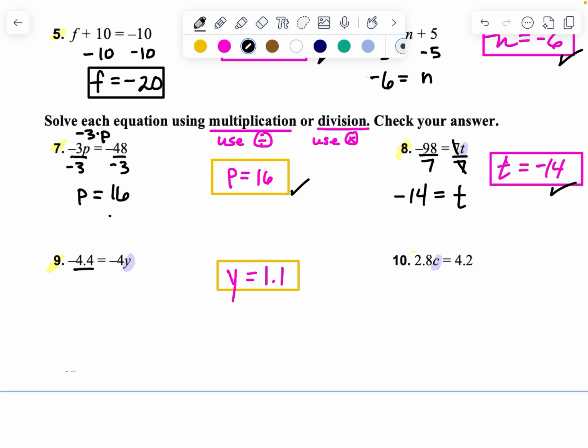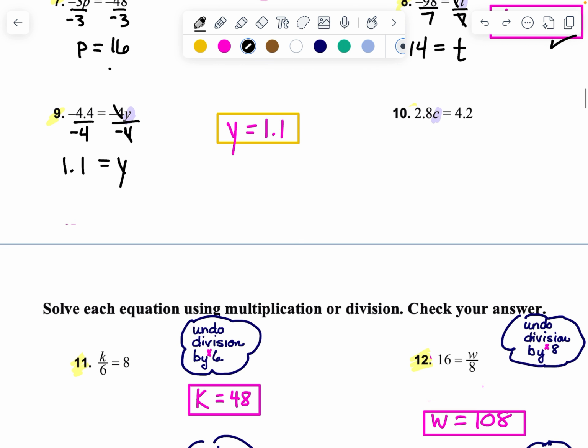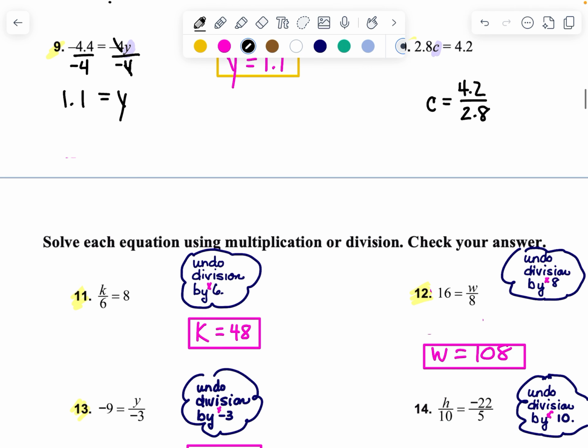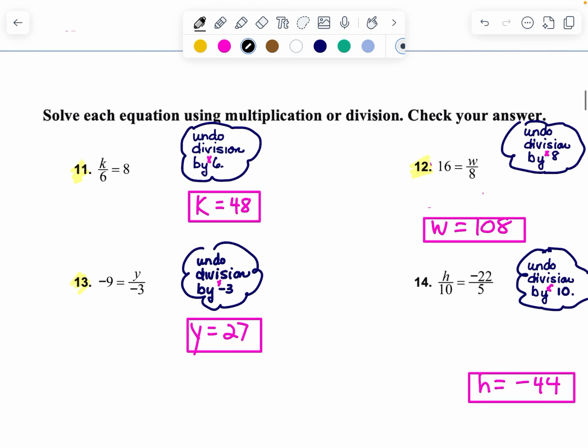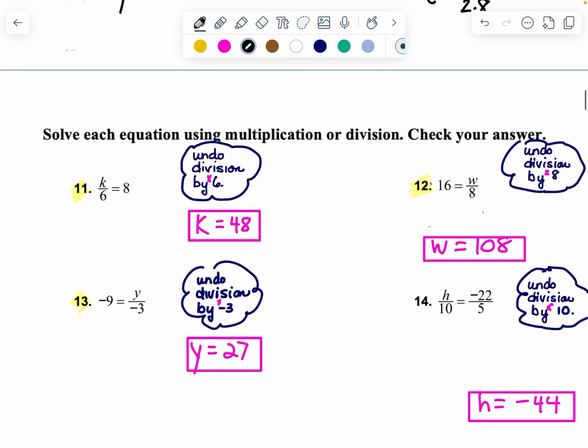And then for this one, where we have the variable on the right-hand side, we have to isolate the y. So we're going to divide both sides by negative 4. And that would give us a y on the right-hand side. The negative 4's will cancel. And then we get 1.1. And it's a positive 1.1 on the left. Okay, I'll leave 10 up to you. So, of course, I'm not going to do the division. But I'm just going to say you would just divide 4.2 divided by 2.8. Okay, now on these, so hope that wasn't too fast.